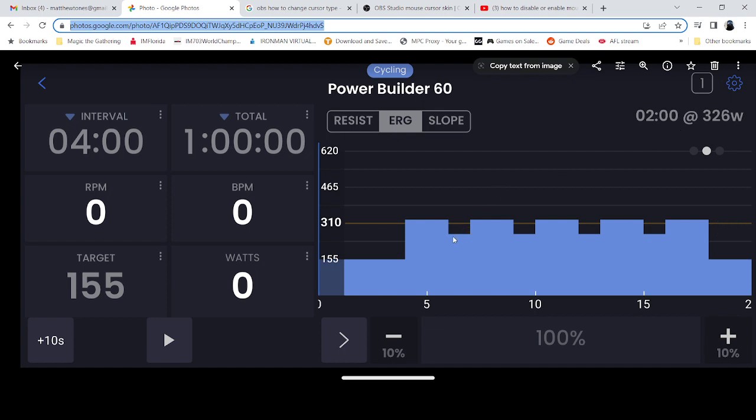So the two things that you're always looking at are your interval and your target, which is how long you're doing this particular power for, and what's coming next. 2 minutes at 326 watts. Further down just gives you an idea of how the workout's going to go. The other important things here are RPM, which is your cadence, how fast you're spinning, and your BPM, which is your heart rate, beats per minute, which is obviously how hard you're working.